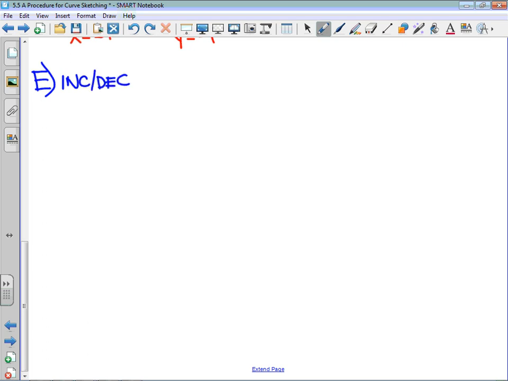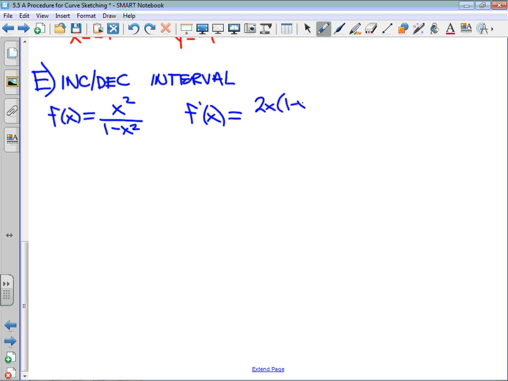All right, so in E, we're going to look at the increasing and decreasing intervals. So the way that I'm going to do that, I'm going to put it here again so we can make the connection. F of x is x squared over 1 minus x squared, which means that f prime of x is 2x times 1 minus x squared minus x squared times -2x, all divided by 1 minus x squared squared.